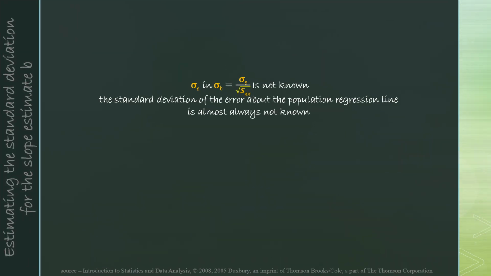However, sigma e in sigma b equals sigma e divided by the square root of Sxx is not known. That is, the standard deviation of the error about the population regression line is almost always not known. Therefore, sigma b is estimated using SE, which is an estimate of sigma e, as in Sb, which is an estimate of sigma b, equals SE divided by the square root of Sxx.